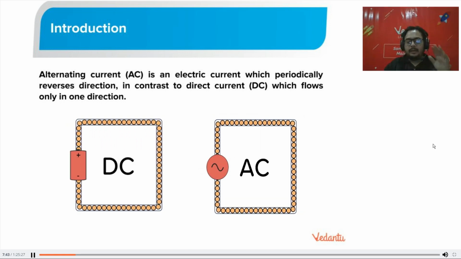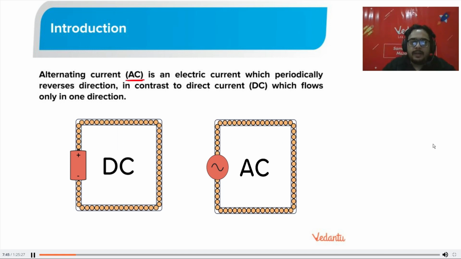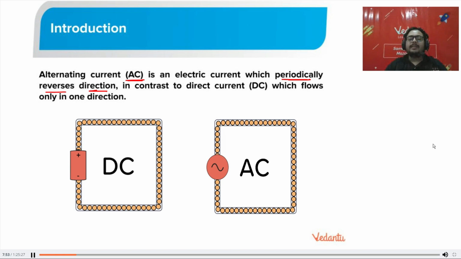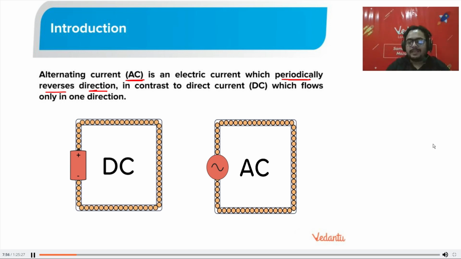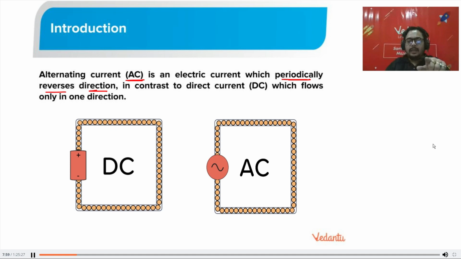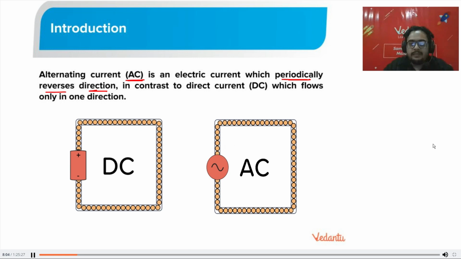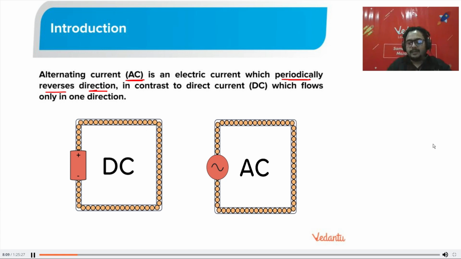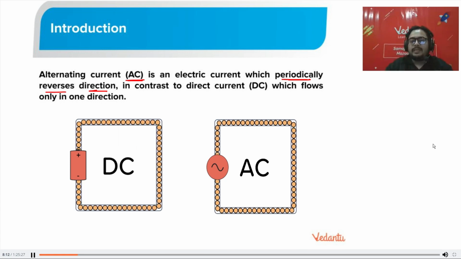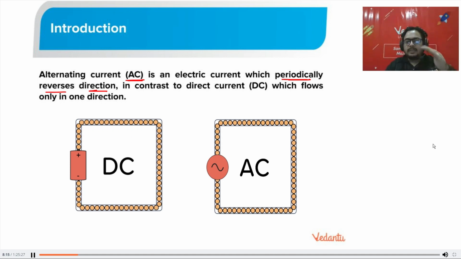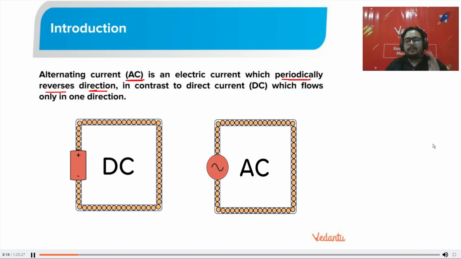So what is alternating current? First, the definition. Alternating current, also called AC, is the electric current which periodically reverses its direction. It means that the direction of flow of charges in the circuit is not fixed. Like see the GIF of DC current. You can see that the charges are exiting from the positive side and continuously moving in the circuit and entering the negative side. But in case of AC GIF, look at it here. Charges are going forward and backward, forward and backward, forward and backward after a fixed interval of time.